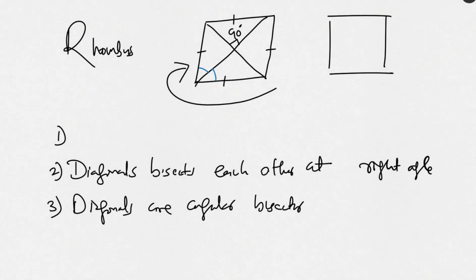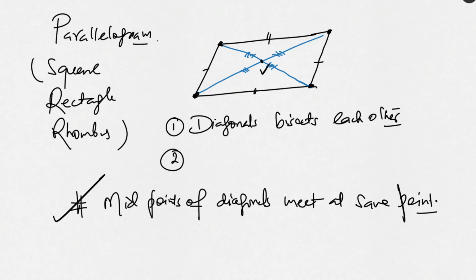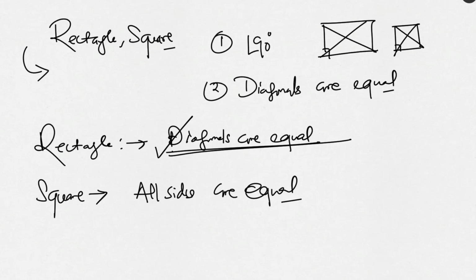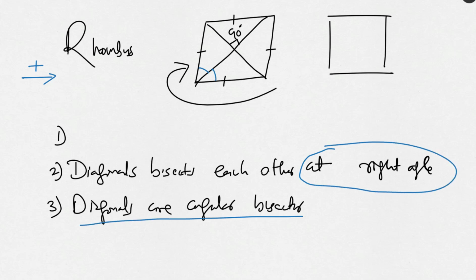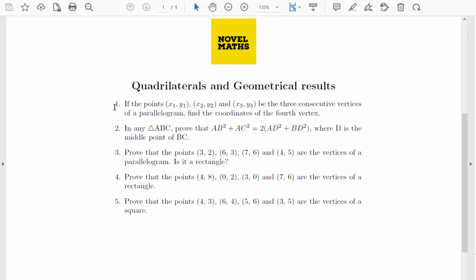All right, let me just recap. In all kinds of parallelogram, diagonals bisect each other. This is good enough to prove that midpoints of diagonals meet at the same point. In the case of square and rectangle, diagonals are equal. In general, diagonals are not equal, but in rectangle and square, diagonals are equal. In the case of rhombus, diagonals bisect each other, obviously, because it is a parallelogram and inherits all its properties, but along with that they bisect each other at right angles, and there is one more property: diagonals are angular bisectors. Let's start with the first question.